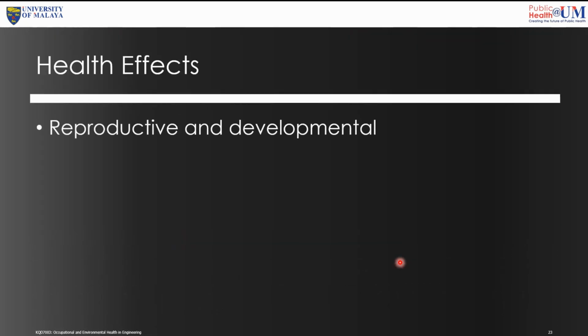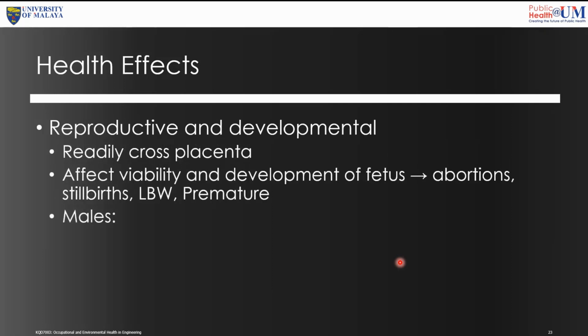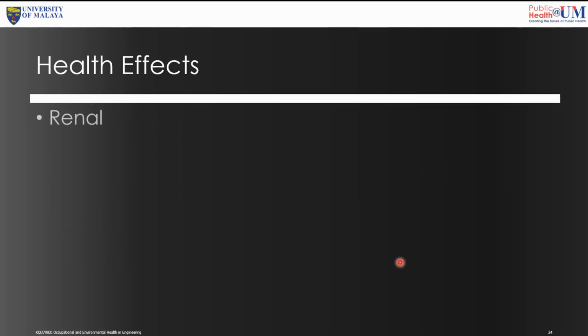Now, other health effects: reproductive and developmental. Lead crosses the placenta, affecting the viability and development of the fetus, which leads to abortion, stillbirth, low birth weight, and premature delivery. It can also affect fertility in males because it reduces the sperm count and the sperm motility. For male fertility, there are two important things: the number of sperm and the viability of the sperm. Viability is measured by sperm motility, basically how fast the sperm can swim.